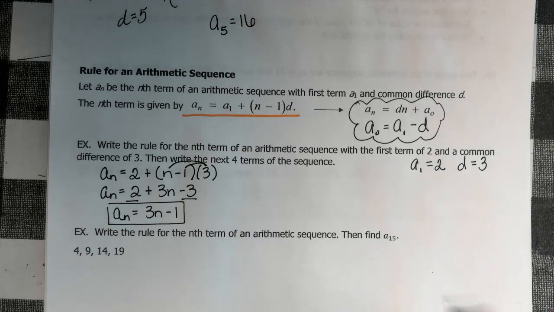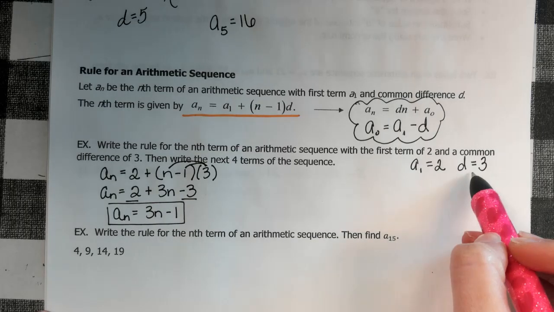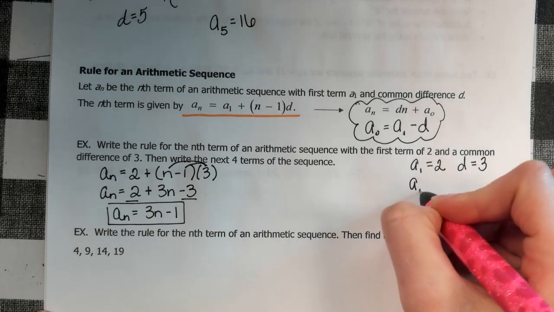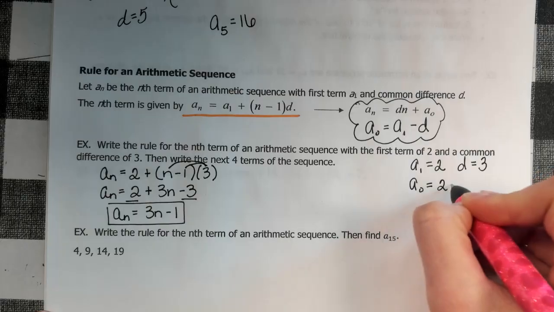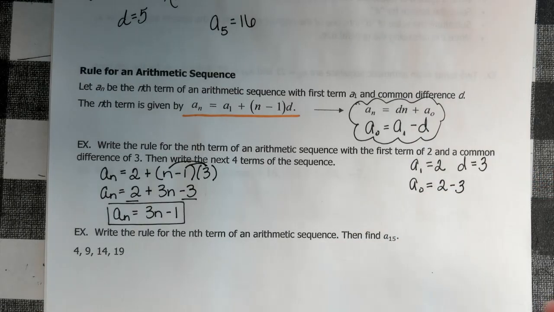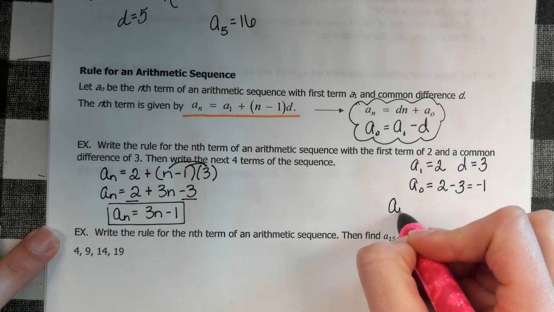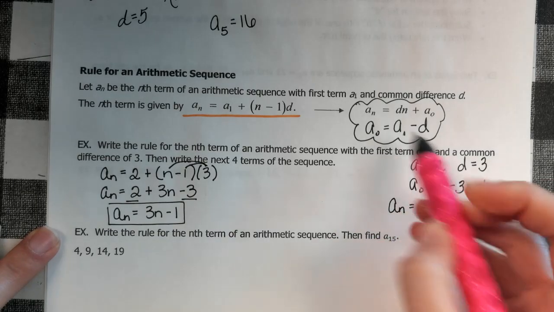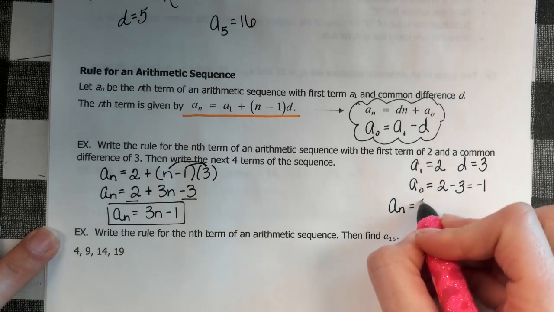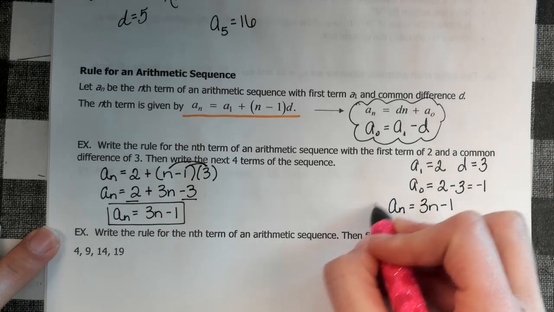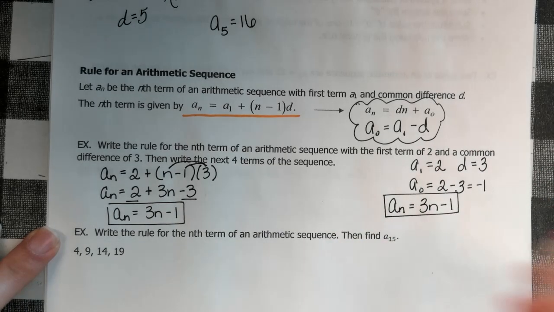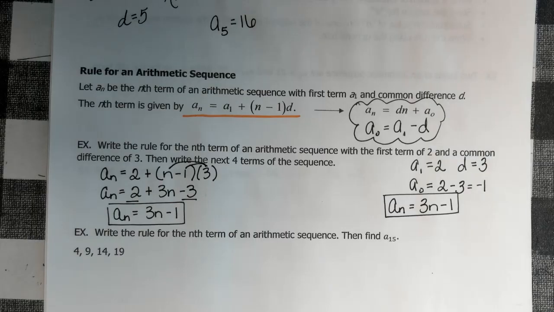If you are using the other formula, then once you find your A1 and your D, you can find A naught by taking 2 and subtracting 3. It's like you're backtracking in the sequence. 2 minus 3 is -1. So if A sub n is equal to dn plus A naught, that's going to be 3n minus 1. There is no distributing or combining like terms. It just is what it is once you find A naught.